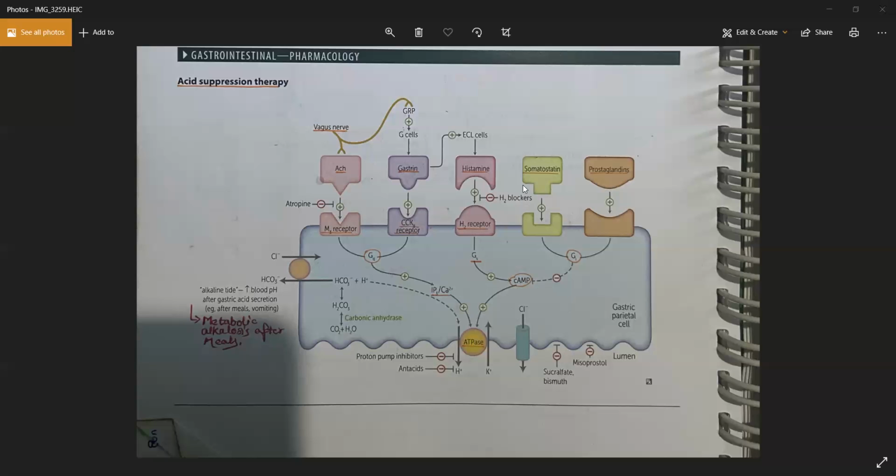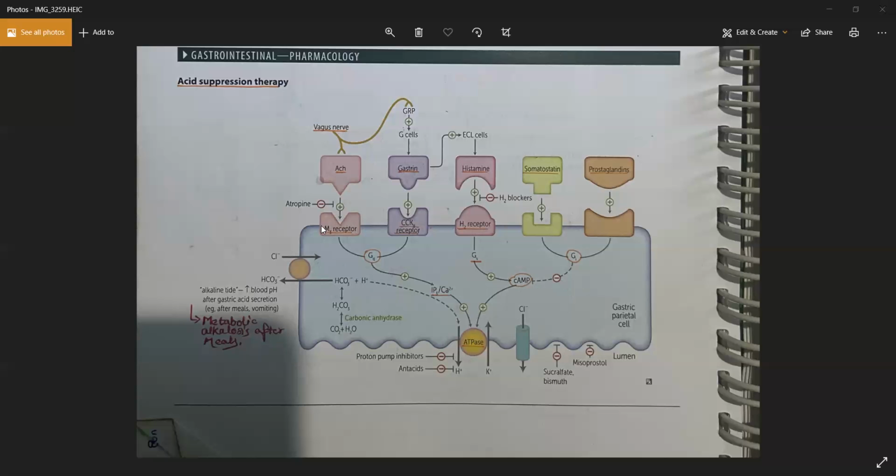Okay, so somatostatin and the prostaglandins inhibit the cyclic AMP, very important. So somatostatin and prostaglandins inhibit the cyclic AMP via Gi, right? And as a result, they will inhibit the acid production. Okay, now let's discuss the drug therapies.